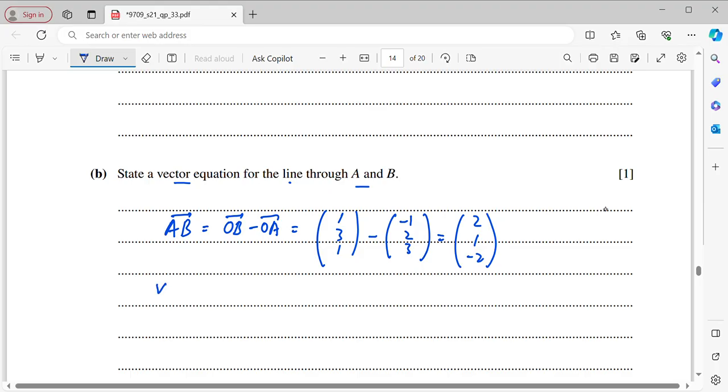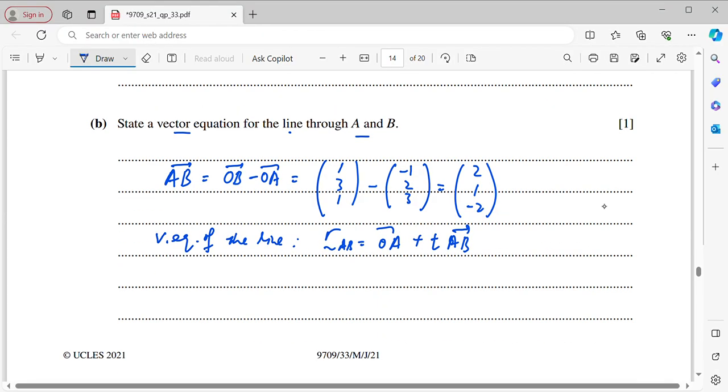So the vector equation of the line AB is, you can use OA plus TAB, or you may use OB plus TAB. So I will get minus 1, 2, 3 plus T times 2, 1, negative 2. So that is my vector equation of the line.